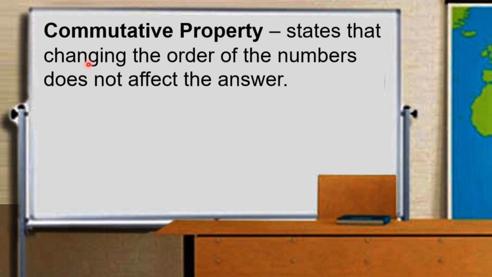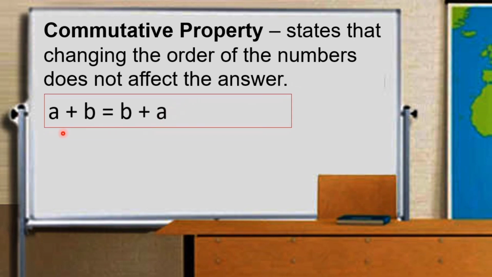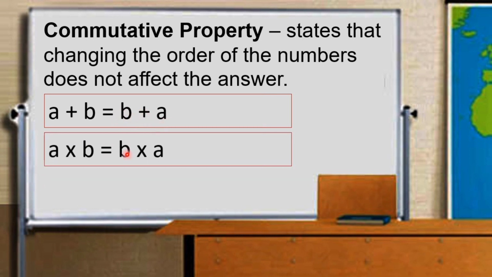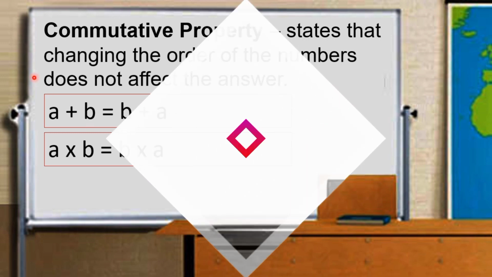First, let's have the commutative property. It states that changing the order of the numbers does not affect the answer. So it goes like this: a plus b equals, and then itong addends natin, pagpapalitin lang natin ng position, kaya naging siyang b plus a. Next, when it comes to multiplication, a times b, and then change position yung factors, equals b times a.